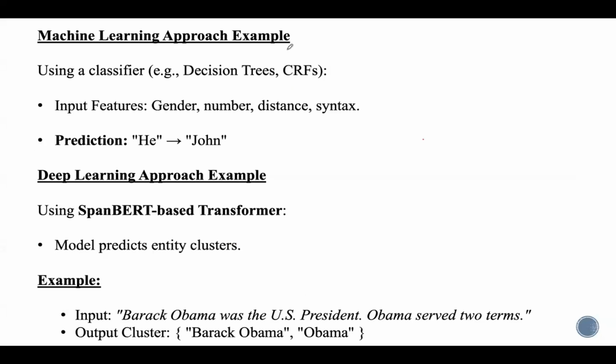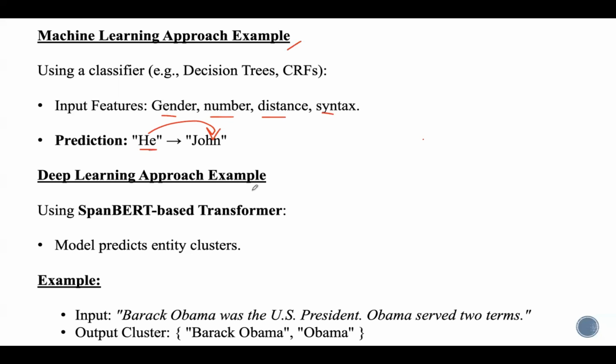Then the machine learning approach, for example using classifiers like decision trees, CRF, support vector machines, etc. Here, the first input features are extracted like gender, number, distance, and syntax. All these are input features. If you take the sentence, he refers to John according to the feature gender.